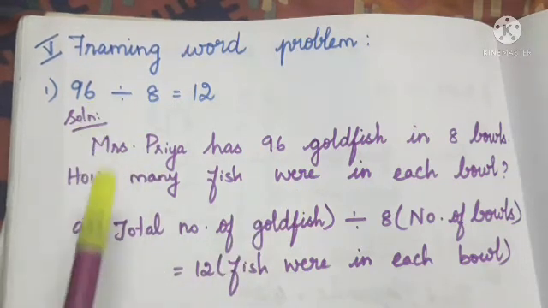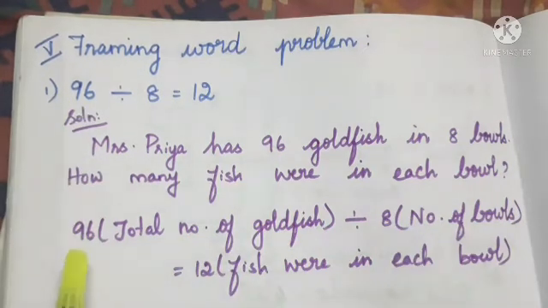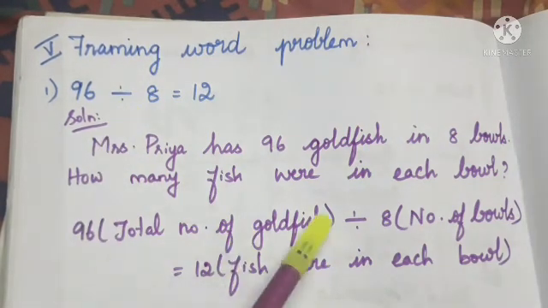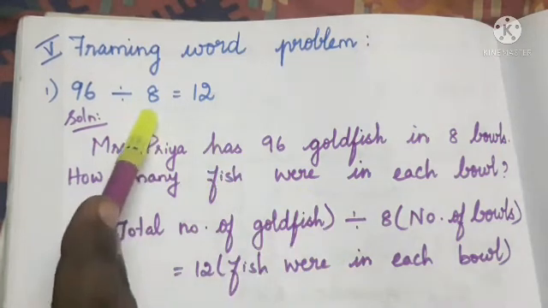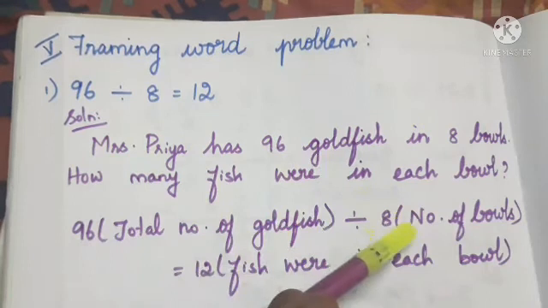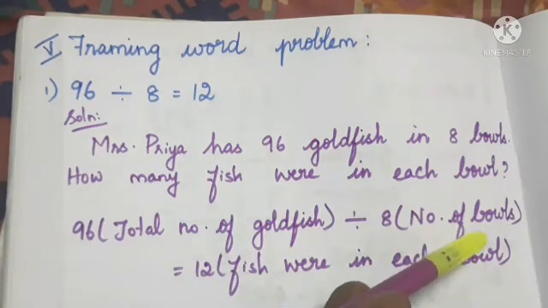For the question I have written, 96 is the total number of goldfish, so I have written 96 first. Then what symbol is there? The division symbol, so next we place the division symbol. Next, what is 8? That is the number of bowls. Then we place equal to.